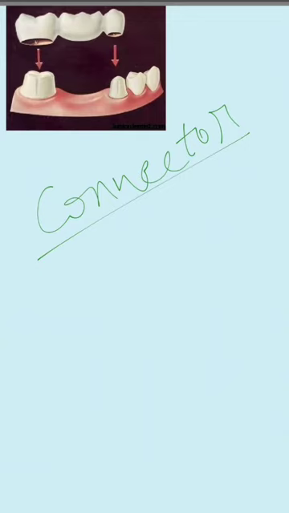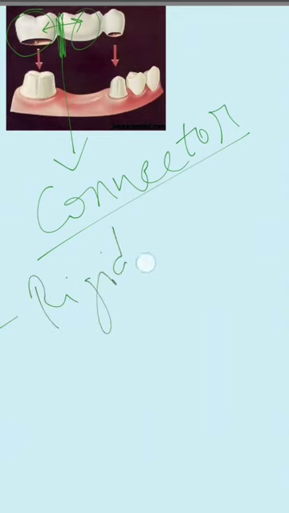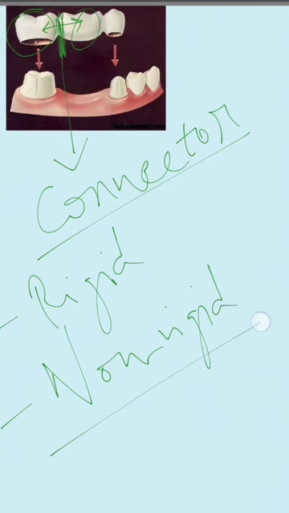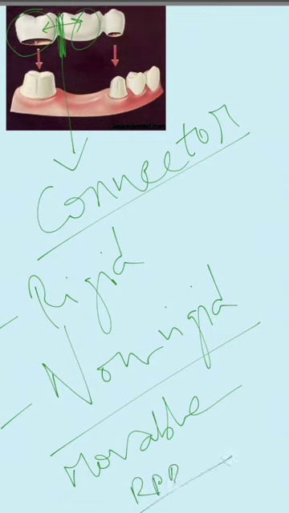Now next we'll move to our last component, that is connector. The connector is the portion of an FPD that unites the retainer and the Pontic of the FPD. As we can see in the image, this is the retainer and this is the Pontic, and these two are combined by a connector. It can be of two types: rigid connector, which is fixed, not movable, and non-rigid connector, which is somewhat movable. Just like an RPD, it is movable, not fixed, but it can only be adjusted by the dentist but not by the patient.